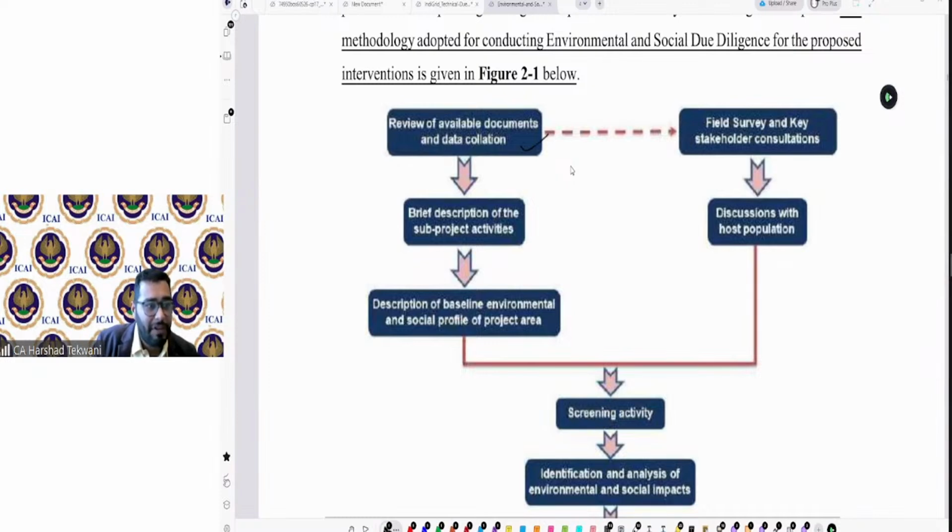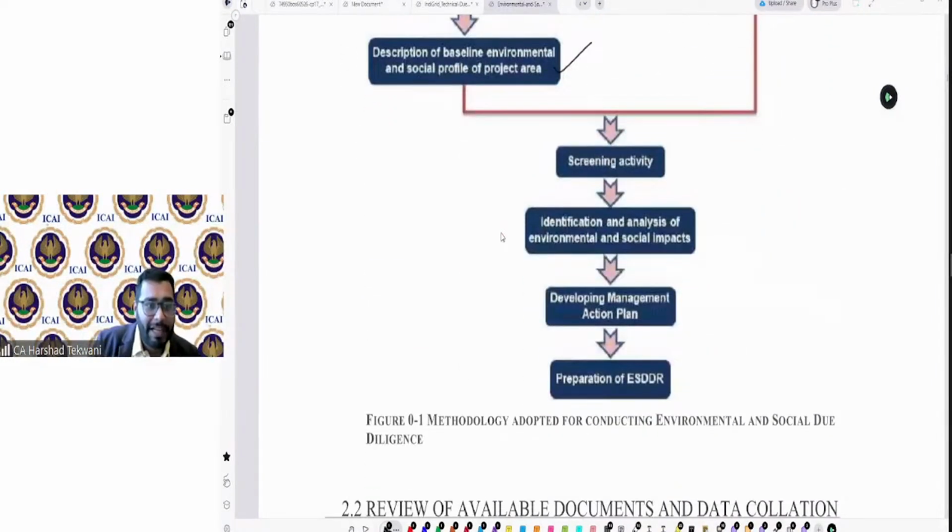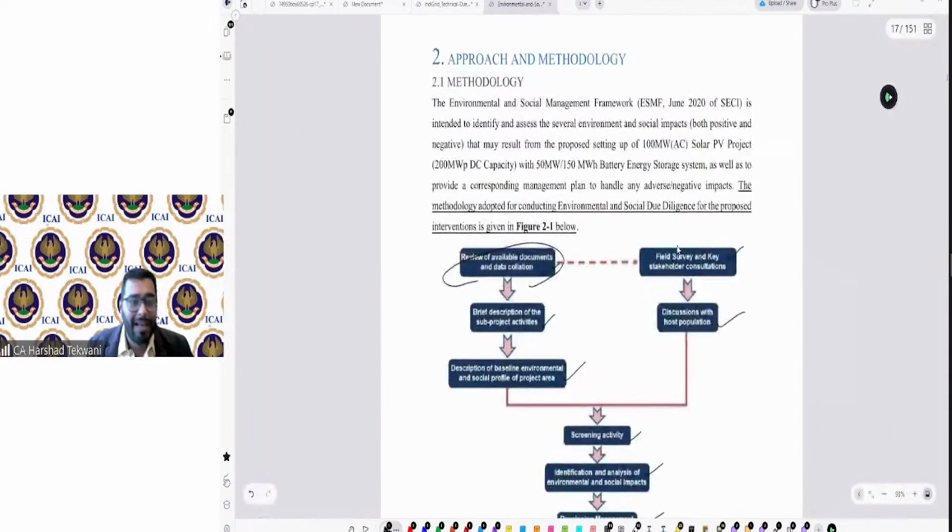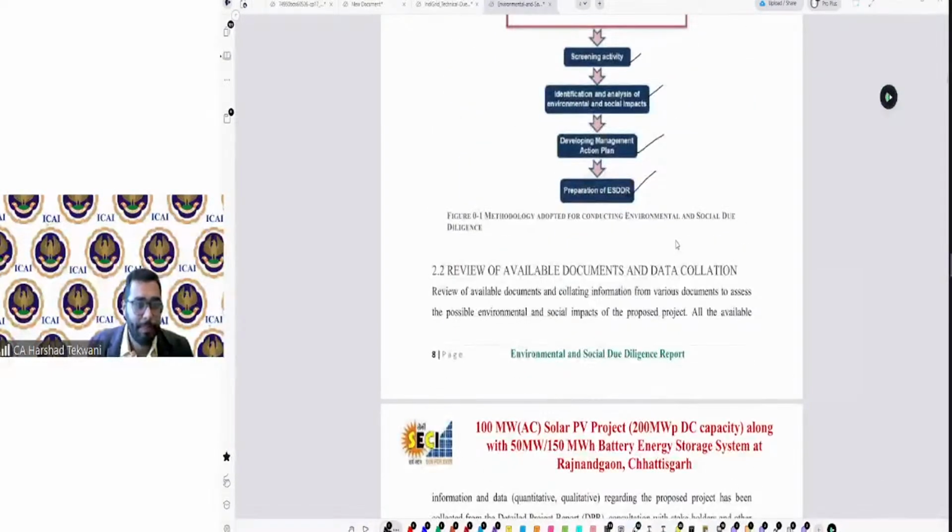Okay, then they will give a brief description of the sub-project and the activity. They will do a field survey and key stakeholder consultation to get this document. They will discuss with the host population to get this document. Description of the baseline environmental and social profile of the project area. They will identify that. They will perform screening activity, identification and analysis of environmental and social project impacts, development of management action plan, and preparation of the ESDDR. So that is the particular methodology they have adopted while conducting the social and environmental due diligence.